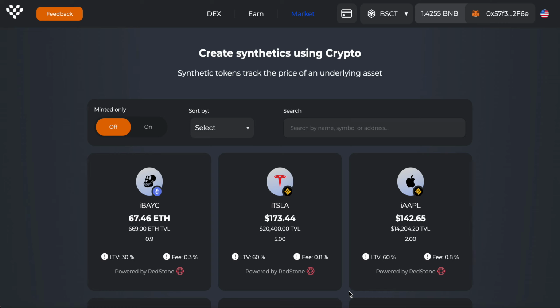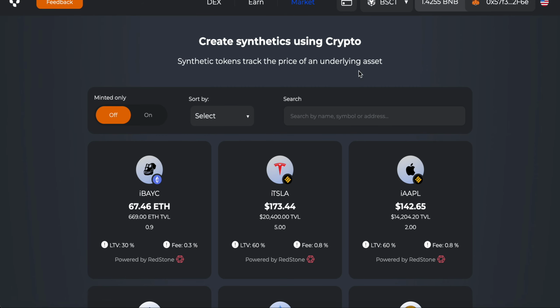To find this page, please head to interestprotocol.com/tab. On the header, click on Market, then click on Synthetics. Let's go over what synthetics are. They are tokens that track the price of an underlying asset, as you can see here in the title. This is done via over-collateralization and a liquidation mechanism, meaning that the user puts up some collateral like USD, and then he mints a coin that tracks the price of Tesla stock, for example.